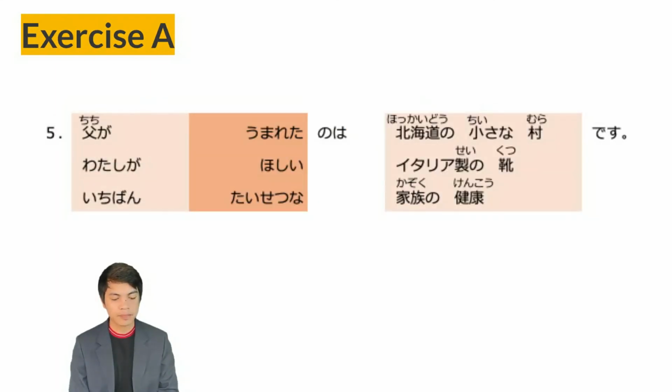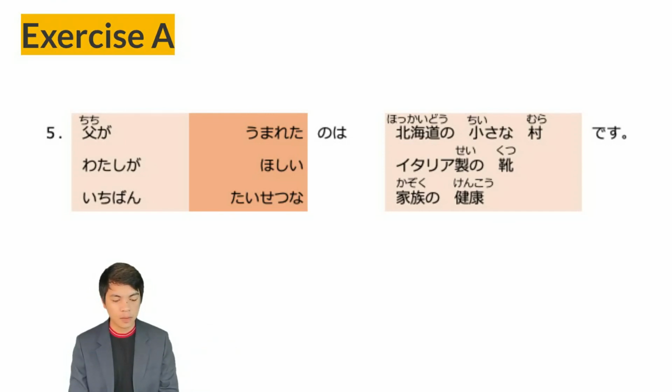Number 5. Chichi ga umareta no wa Hokkaido no chisana mura desu. So, chichi ga umaremashita. So, it means that the place where my father was born. Chichi ga umareta no wa is Hokkaido no chisana mura desu. A small village in Hokkaido.